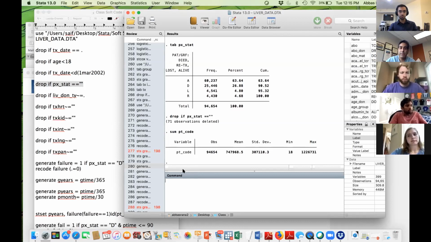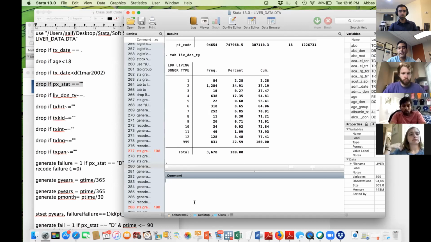And this is a really important thing here. Because if I look at this live donor variable, there's a bunch of numbers, and there's 3,600 entries for 94,000 patients.